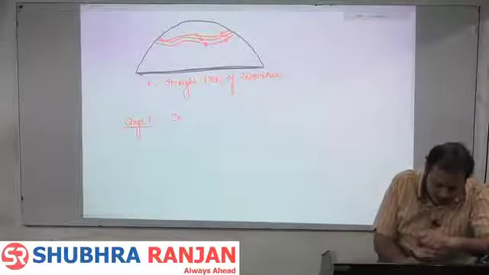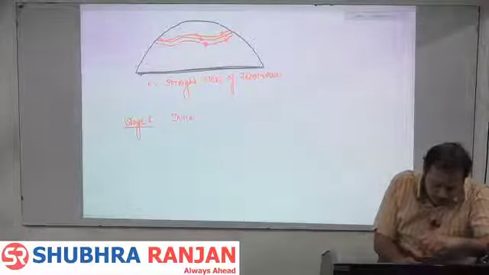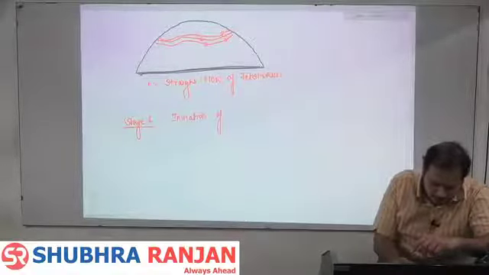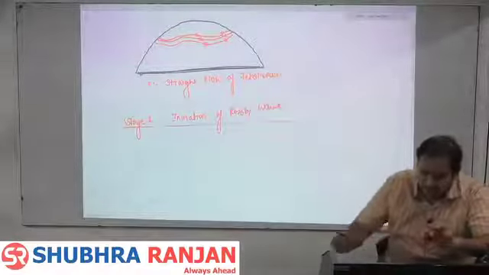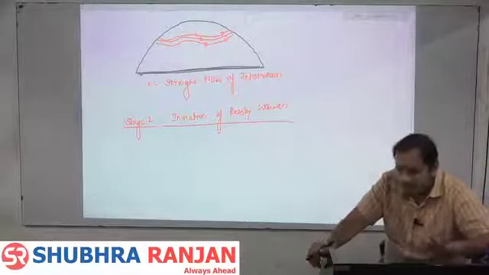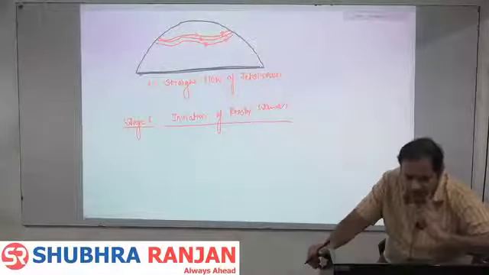Stage 2, initiation of Rossby waves. See, this is a theory, fine. So stage 5 मत बनाना, अगर इसमें 4 स्टेज है तो 4 ही स्टेज है. Stage 2 is initiation of Rossby waves.